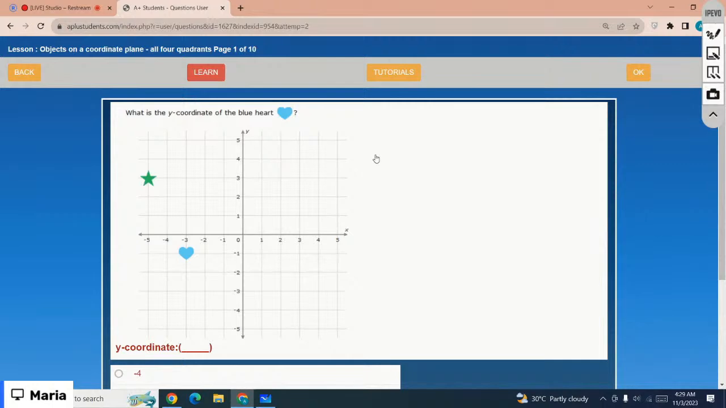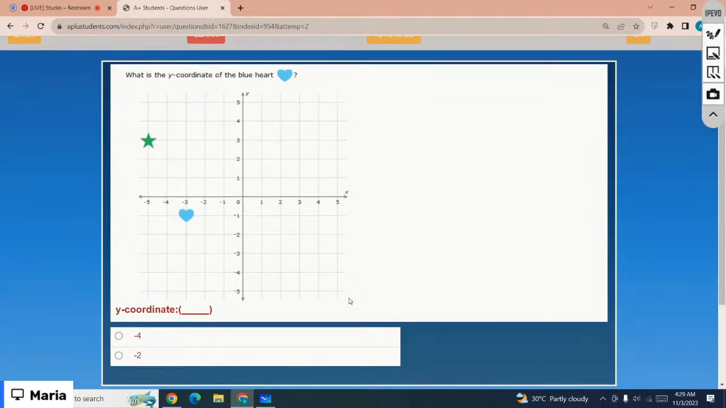What is the y coordinate of the blue heart? No answer. Here is the blue heart. The y coordinate is -1, right? Match it to the y axis, it would be -1, but you're not given -1 here, right?